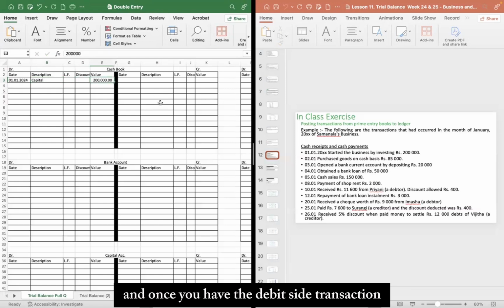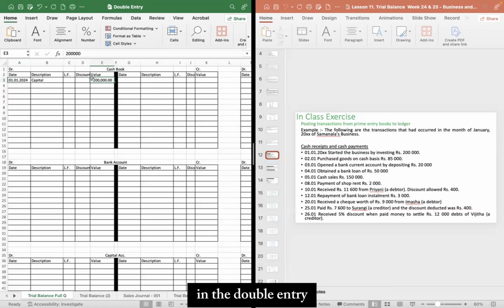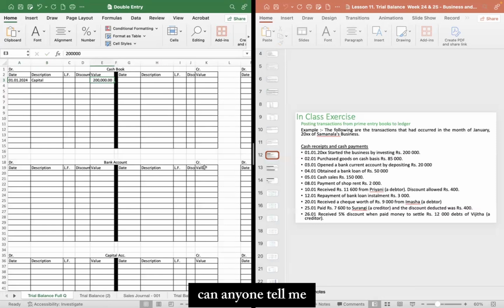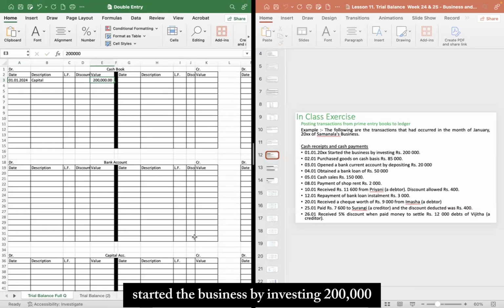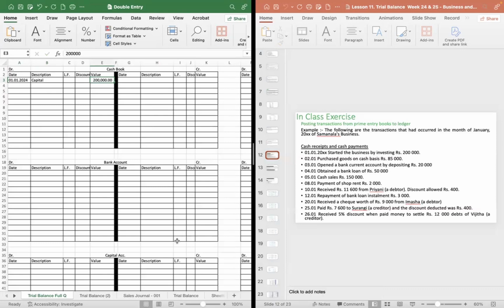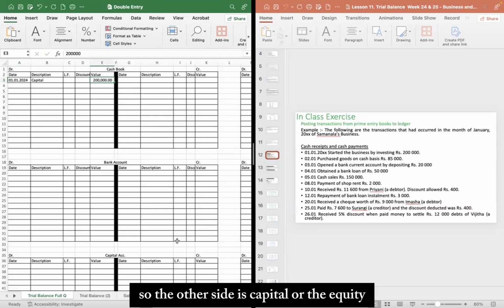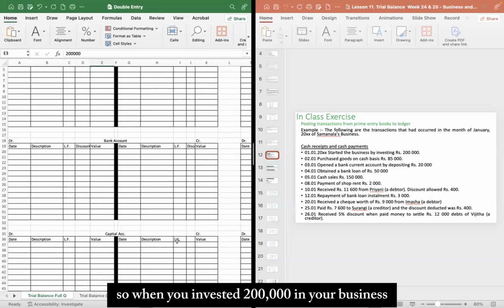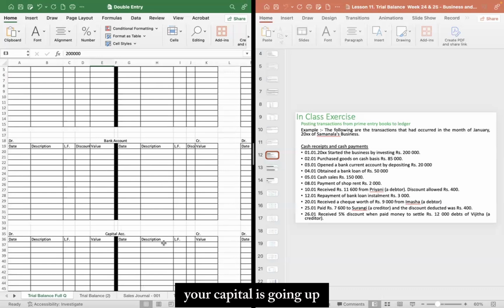And once you have the debit side transaction in the double entry, you should also have a credit side transaction. So what could be the credit side transaction? Can anyone tell me? Started the business by investing 200,000. So the other side is capital or the equity. When you invested 200,000 in your business, your capital is going up.